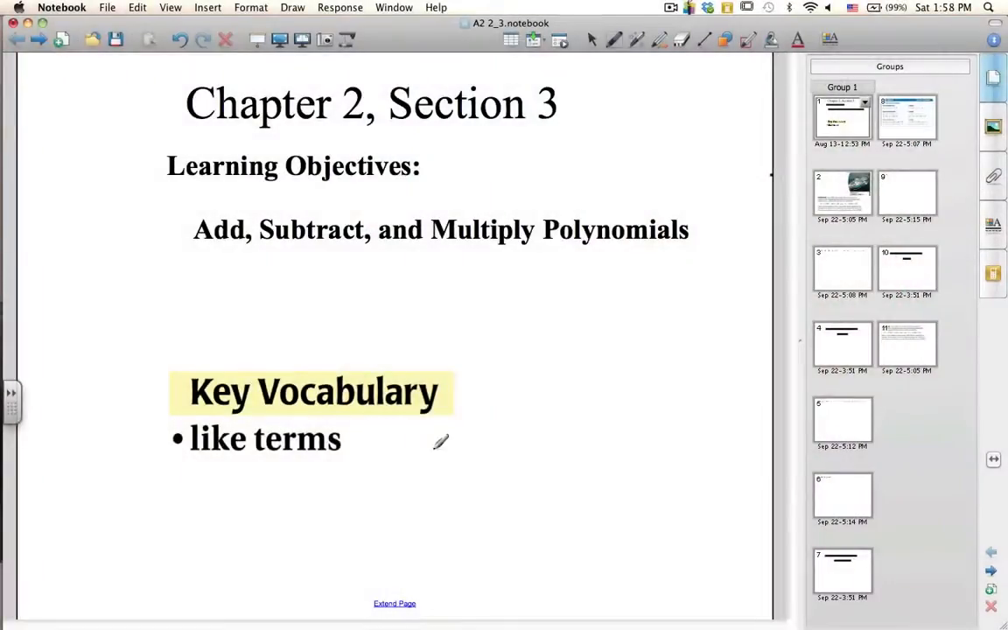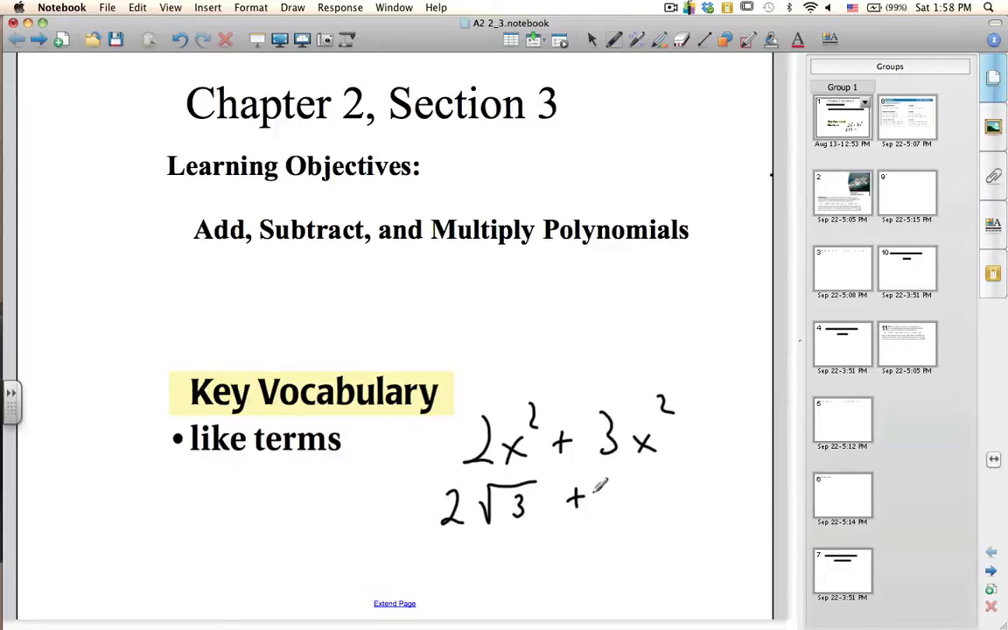In section 2.3, we're going to work on adding, subtracting, and multiplying polynomials. This is predominantly review for you. The key vocabulary from this section is like terms. And remember, like terms are items that have, for instance, a variable to the same power, for instance, 2x squared and 3x squared. These are like terms. We could also have like radicals.